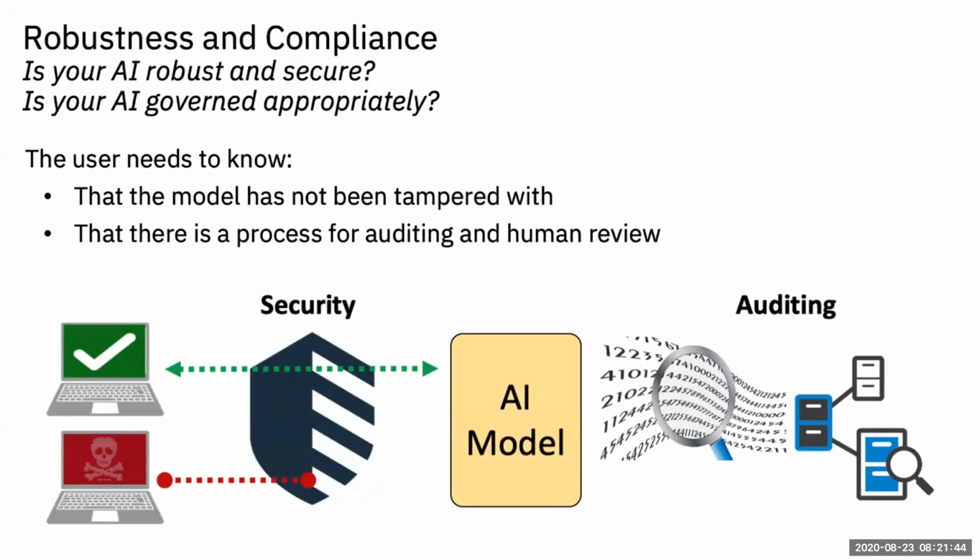Next, we turn to robustness and compliance. The questions that need to be answered here are, is your AI robust and secure? Is your AI governed appropriately? Related to robustness and security, the user needs to know that the model is operating properly and that the model has not been tampered with. Related to governance, the user needs to know that the system is following the established healthcare regulations and that there's a process for auditing and human review in case some issue or problem is discovered.